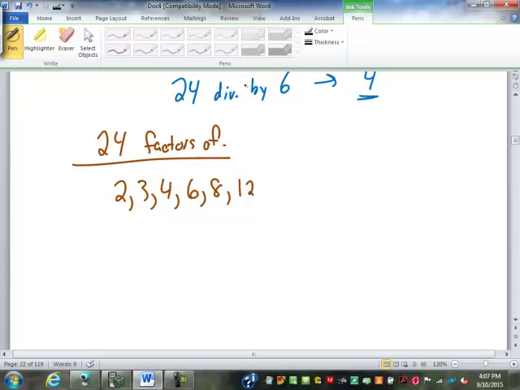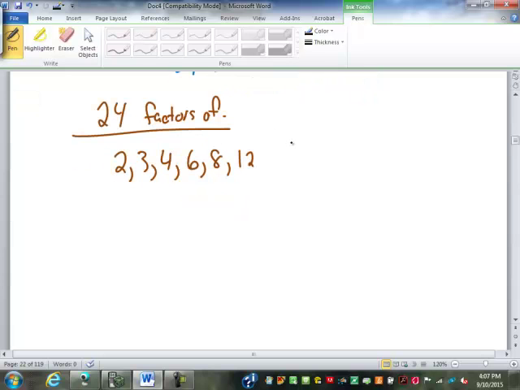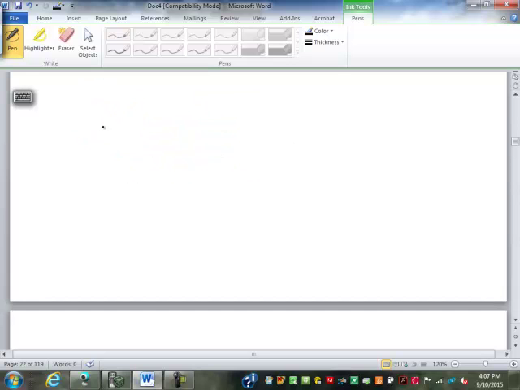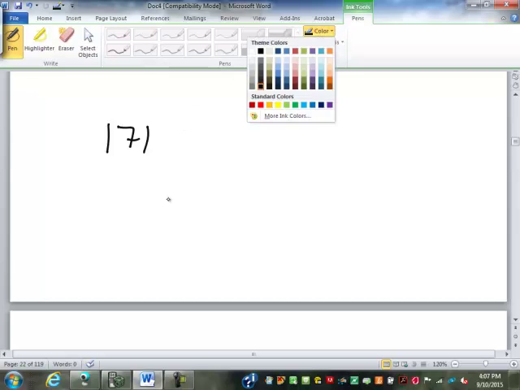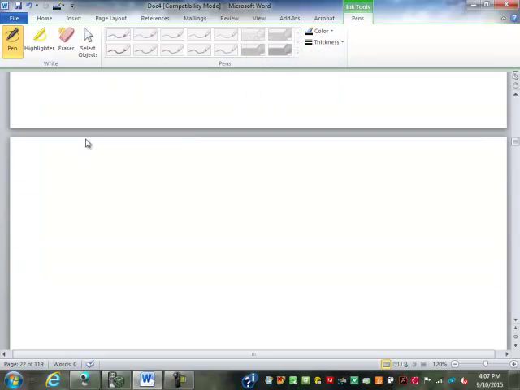Well, looking at that, it would be nice to be able to look at a number and quickly tell whether it's divisible by another number. 24 was easy because we've worked with 24 a lot. But what if we had something like 171? Trying to list factors for that is not so easy. So let's take a look. We'll come back to that. But let's talk about divisibility rules.